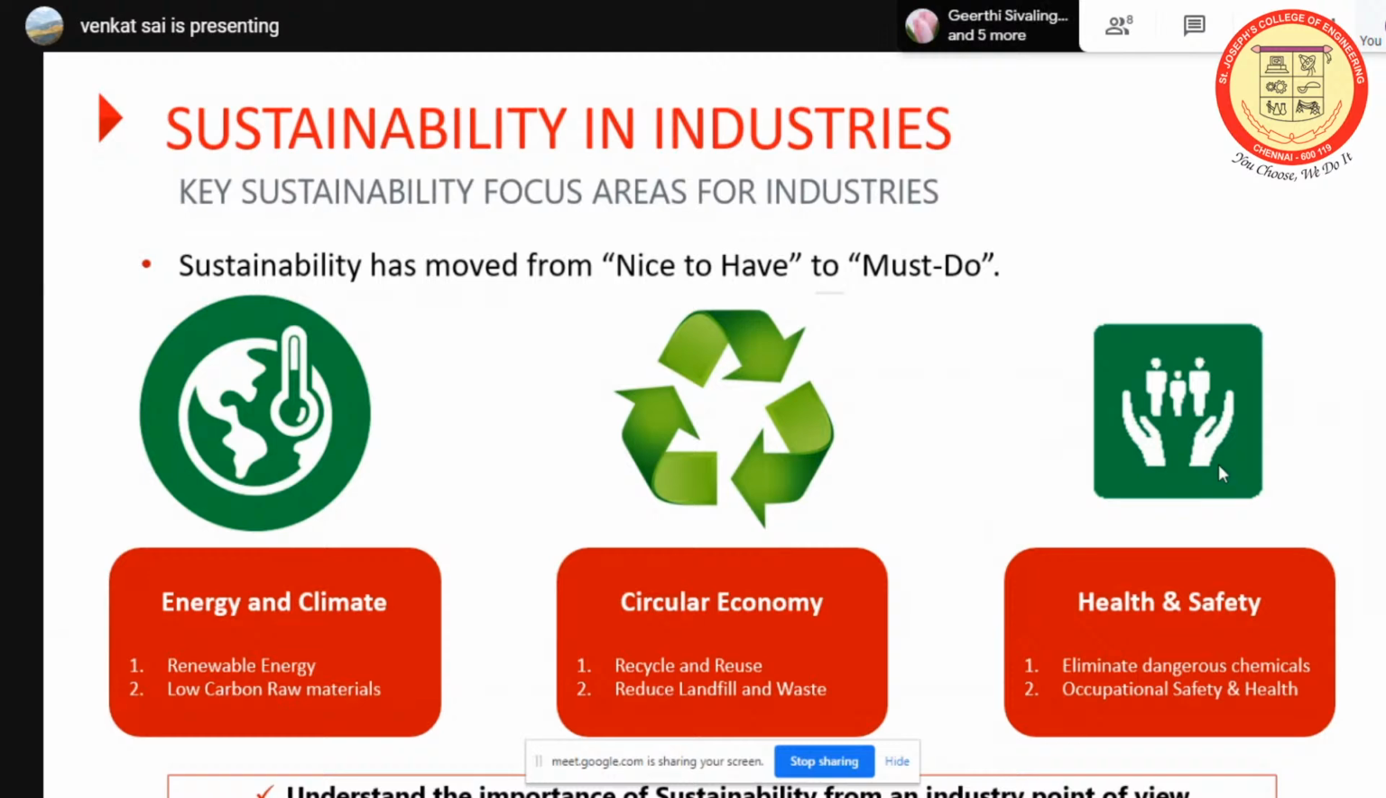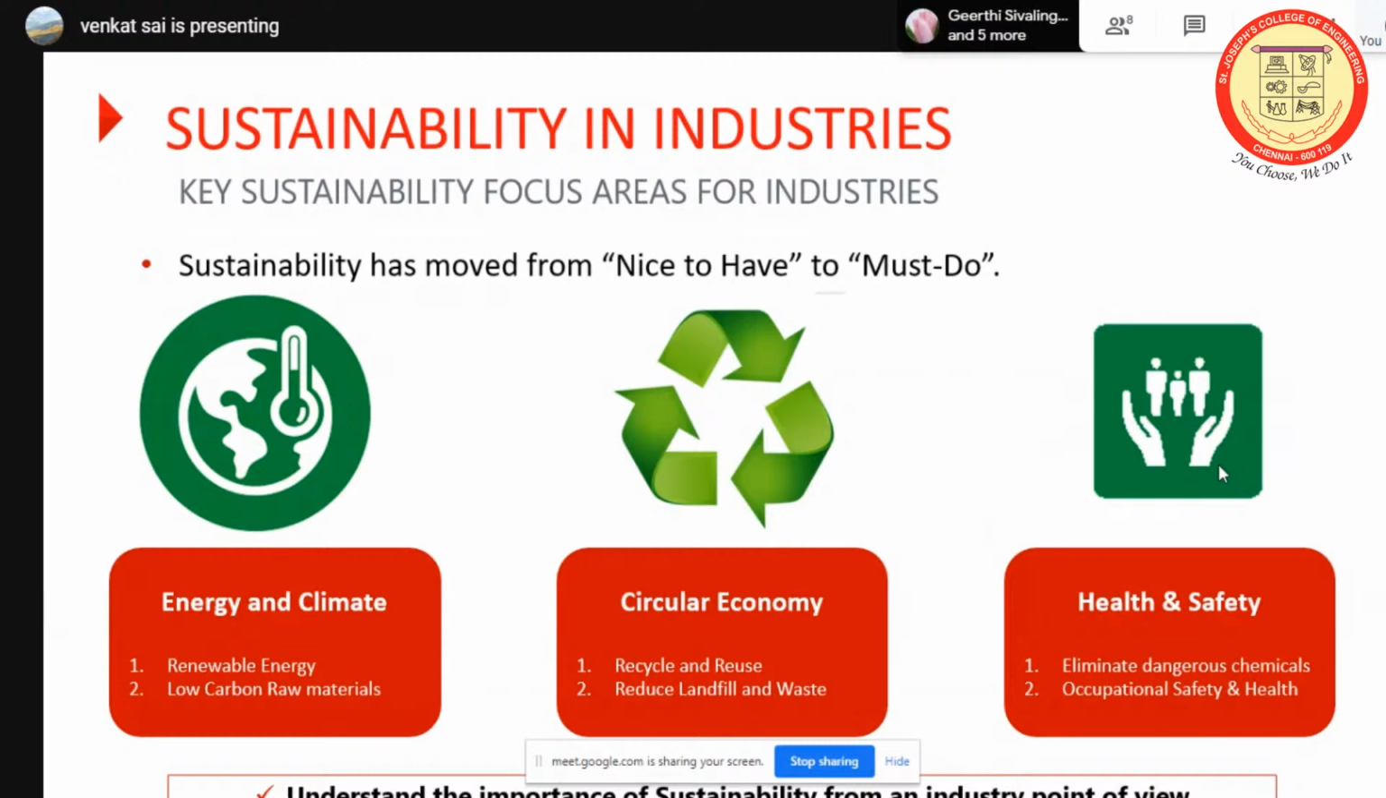For me to just summarize, in my perspective, what are the key topics that most industries are focusing on are energy and climate, under which you saw renewable energy in terms of wind, solar power, and electric cars, low carbon raw materials, and then we move to circular economy. We focus here on reducing our waste, recyclability, and reusability. And the third, health and safety, very important to eliminate certain very dangerous chemicals from our portfolio.